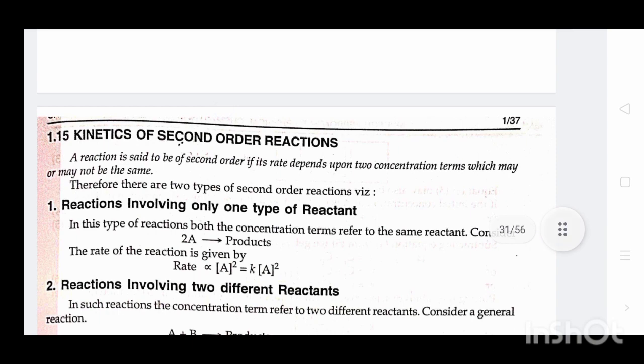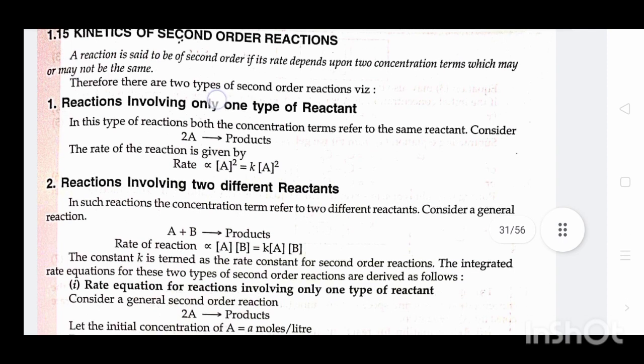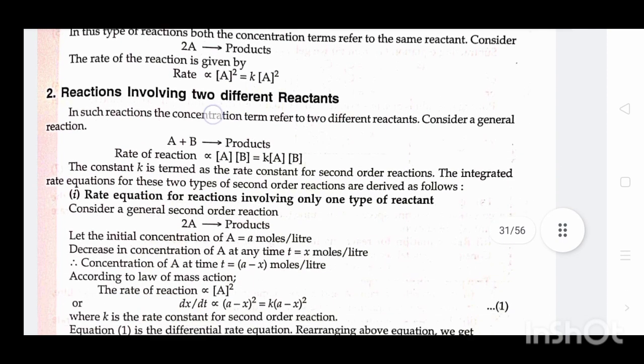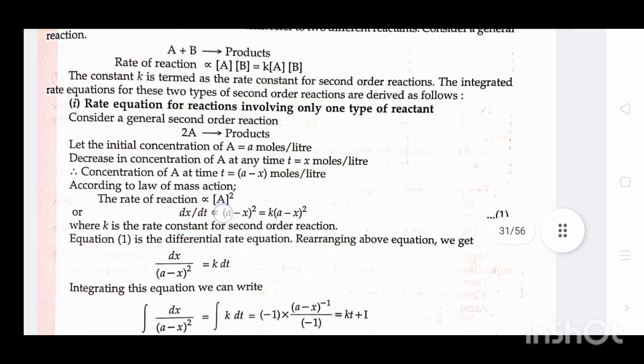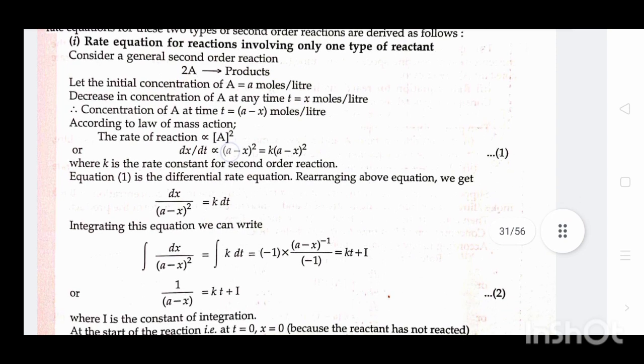Kinetics of second order reactions. A reaction is said to be second order if its rate depends upon two concentration terms which may or may not be the same. Therefore, there are two types of second order reactions: reactions involving only one type of reactant, and reactions involving two different types of reactants. First is the rate equation for reactions involving only one type of reactant. Consider a general second order reaction.